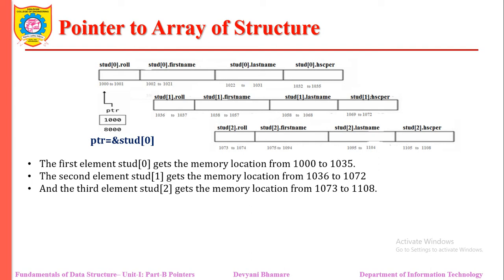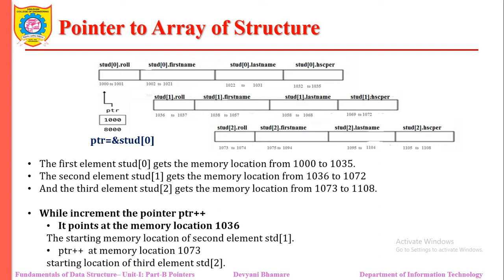When ptr is incremented, it is increased by the complete 36 locations. So the pointer will point to 1036, as this is the starting address of the second element of our array. Again, if we say ptr++, it points to the next element of our stud array. Accordingly, pointers are used to access the structure members.